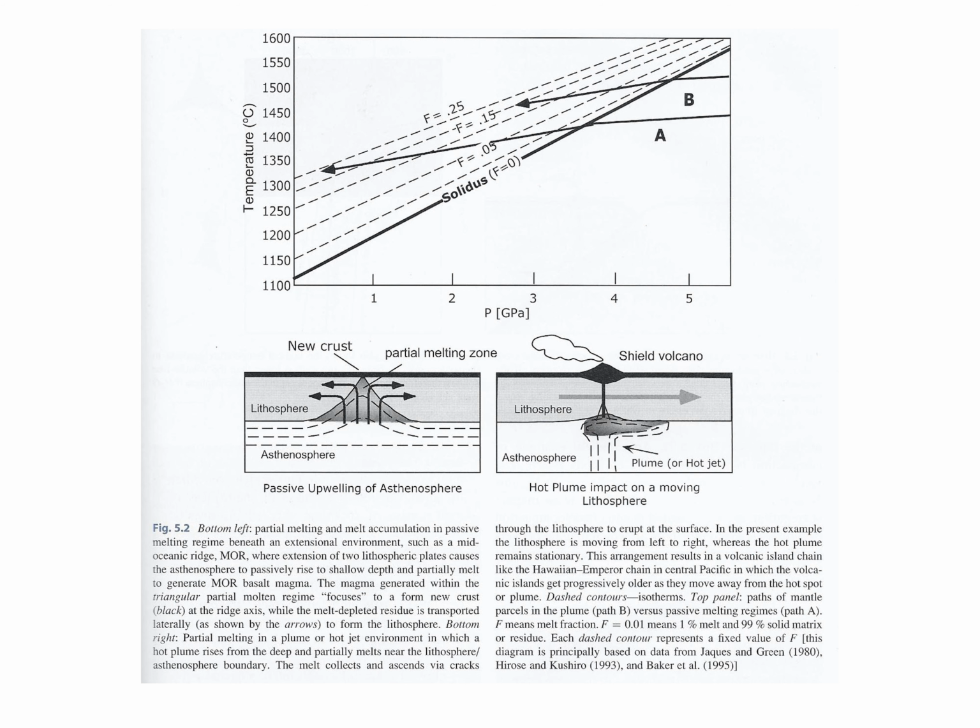That is like we have the situation in a hotspot environment, where we are forming a volcanic chain, the most prominent volcanic chain, hotspot chain. These are the Hawaiian Islands. So as it is written here, this arrangement results in a volcanic island chain like the Hawaiian-Emperor chain in the Central Pacific, in which the volcanic islands get progressively older as they move away from the hotspot or plume.